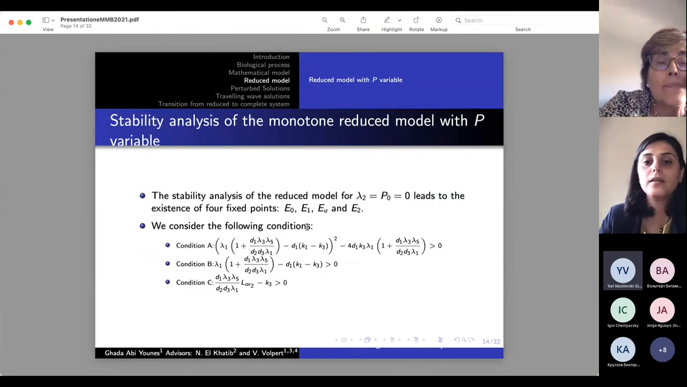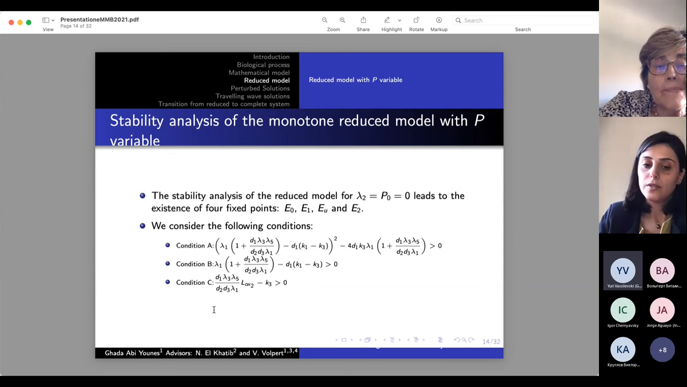Now I will go very quickly. I will talk about the stability analysis of this monotone reduced model. In fact, the stability analysis leads to the presence of at most four fixed points: E0, E1, EU, and E2. E0 lies in the negative half space. Since the unknowns of our model refer to the concentration of physical quantities, we are going to keep only the fixed points that lie in the positive half space: E1, EU, and E2.